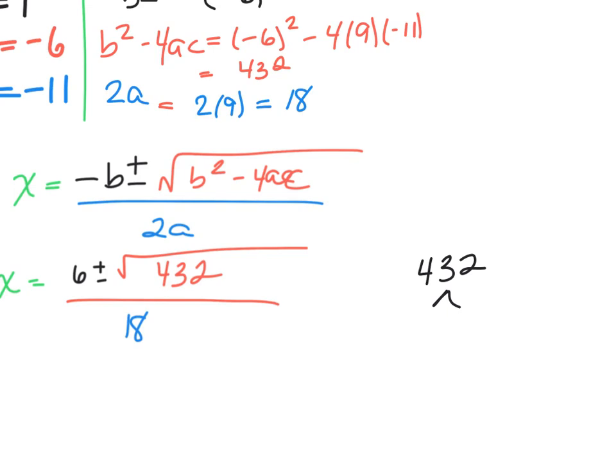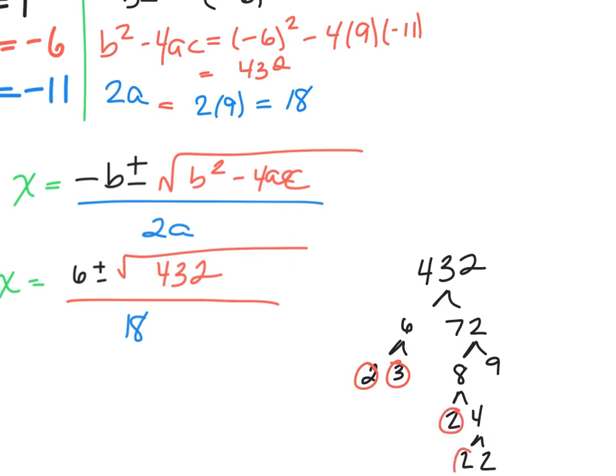And I'm actually going to divide by 6. You can divide by 2, you can do whatever, as long as it works. And I get 6 and 72. I'm now going to do 2 and 3. Circle those primes. I'm going to do 9 times 8. I'm going to do 2 times 4. Then I'm going to do 2 times 2. Circle those primes. And then 3 and 3 makes 9.